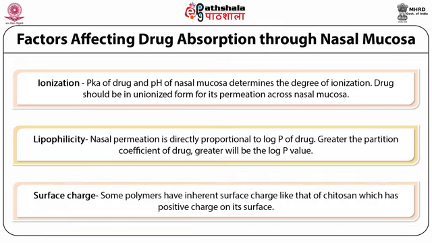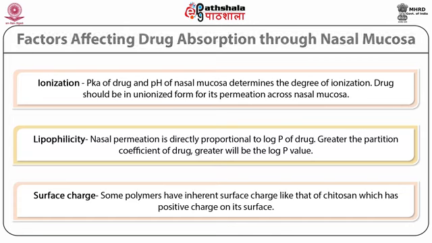Surface charge: some polymers have inherent surface charge, like chitosan, which has a positive charge on its surface. But for other drug delivery polymers, for which surfactants are used as stabilizers, the charge is imparted by surfactants only. Surfactants used should be such that they provide a positive charge on the surface of the polymer because mucin is negatively charged. Therefore, the positively charged formulation can adhere to the nasal mucosa electrostatically, thus increasing the residence time of the formulation in the nasal cavity.